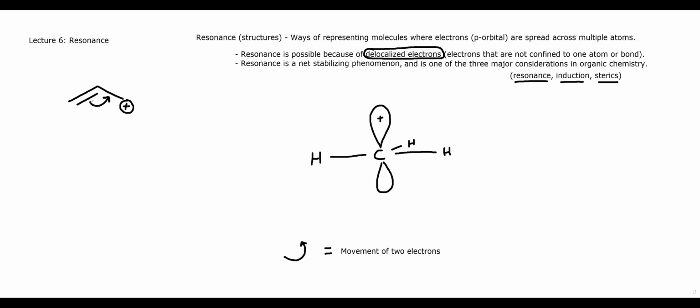Looking back here, I drew this arrow showing that the 2 electrons in this pi bond are free to move to this position right here. If we did that, what would that look like? If we just moved those 2 electrons between these 2 carbons instead, that would give the double bond on the other side.